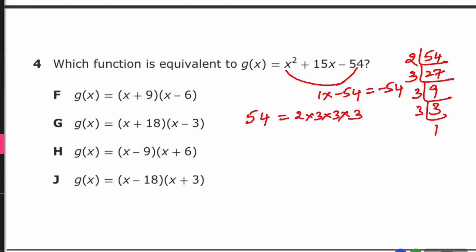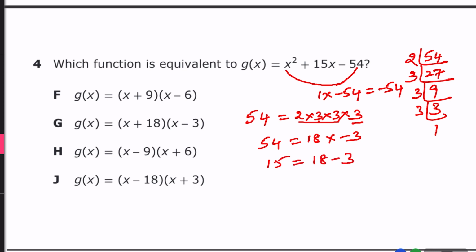If we take 3 2s are 6 and 3 3s are 9, 9 plus 6 is 15, but 9 into 6 is not giving you minus 54, it's giving you plus 54, so we cannot take that. So we'll take 3 3s are 9, 9 2s are 18, 18 minus 3 is 15, and 18 into minus 3 is minus 54. We can do that. So therefore minus 54 is written as 18 into minus 3, and also 15 can be written as 18 minus 3.